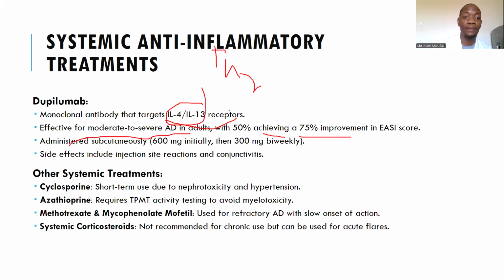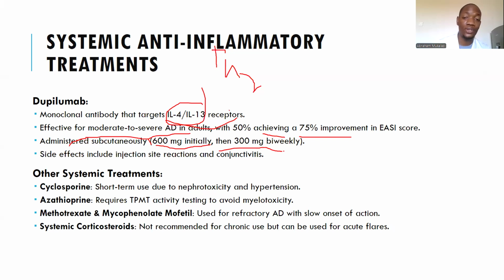So you usually give it subcutaneously, where you give 600 milligrams initially, then you can give 300 milligrams twice a week. So side effects of this injection include reaction at the site of injection. Sometimes patients can get conjunctivitis as a side effect of the drug. Then we have other systemic drugs in case these other ones are not available, in case you want to try out something, maybe the others are not working well.